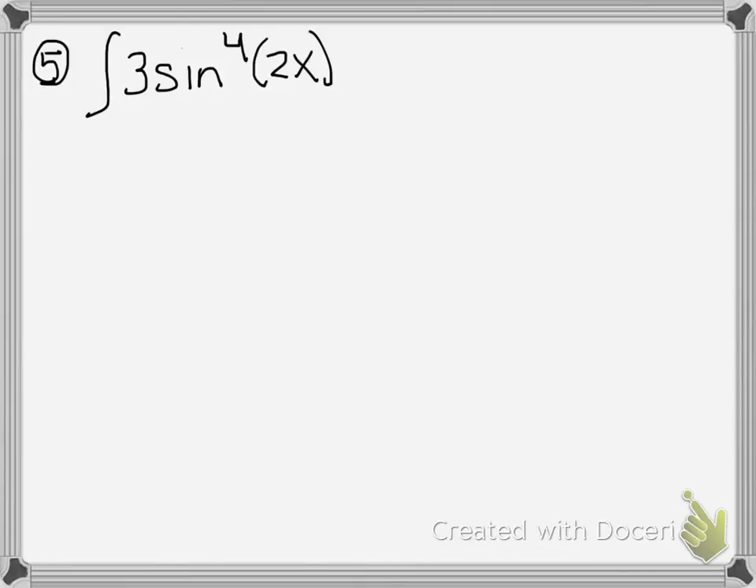Okay, moving on here. Number 5. Let's go ahead and do the integral of 3 sine to the 4th of 2x cosine 2x dx. All right, as we do more of these, the hardest part is identifying what should u be.